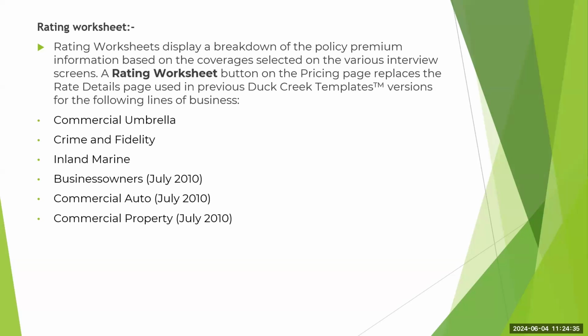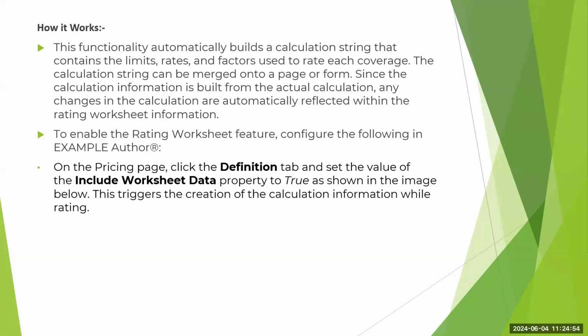These are some of the LOB templates we have. I mean, we can see commercial umbrella, crime, feasibility, inland marine. These are some of the projects. Business owner, commercial auto, commercial property.